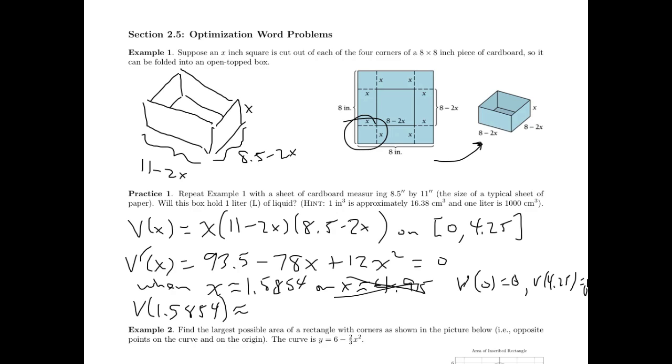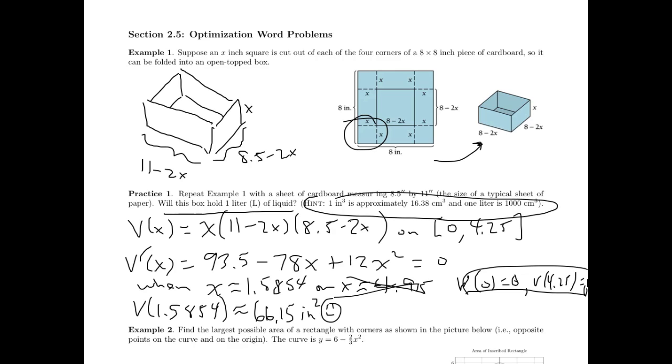So if we plug that in, we get a volume of 66.15, and this is cubic inches. And so that's got to be our maximum. The other two options were 0, and certainly 66.15 is bigger than 0. So that's the maximum volume that you can have. Now the question asks specifically, is this enough to hold 1 liter of water? And so we have to do a conversion there, but the conversion is this.